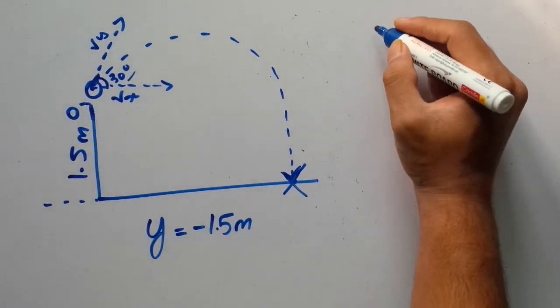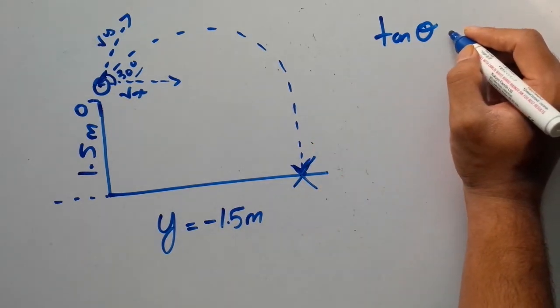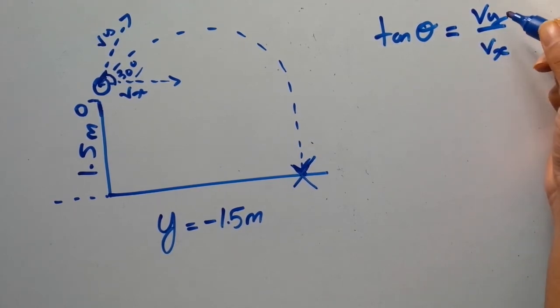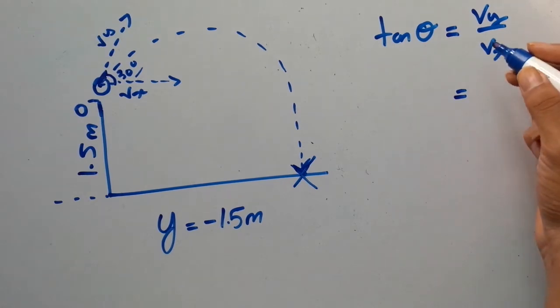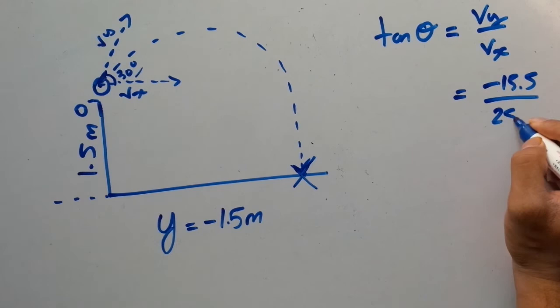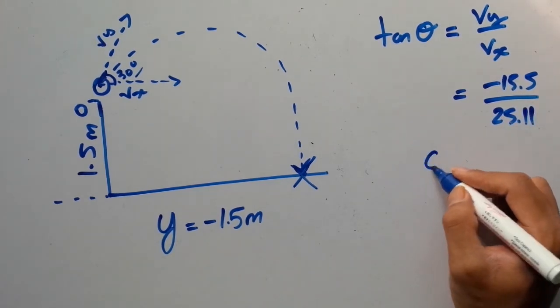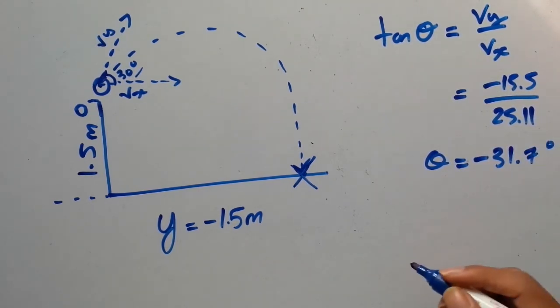In order to find the direction of the ball at the point of contact, we're going to use tan theta is equal to Vy by Vx, where Vy is the vertical component of velocity and Vx is the horizontal component of velocity. We found them earlier. They are minus 15.5 and 25.11. That should give you theta as minus 31.7 degrees.